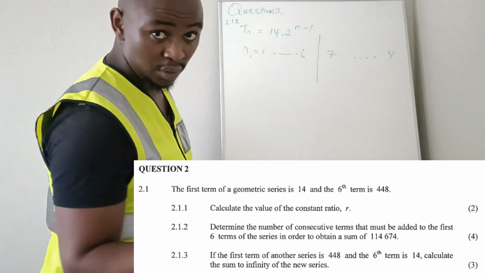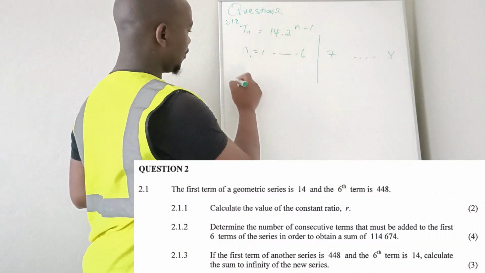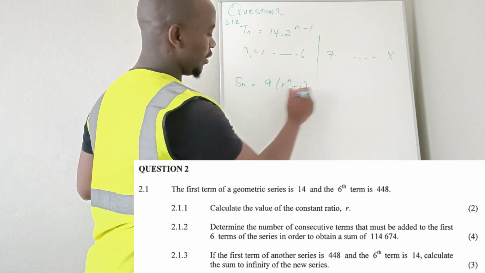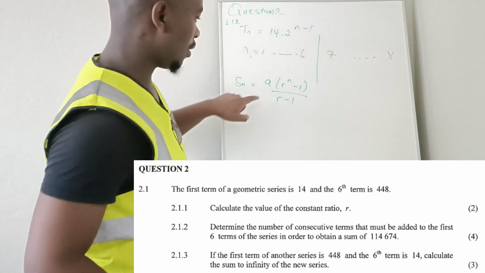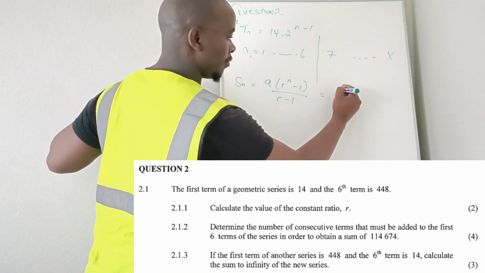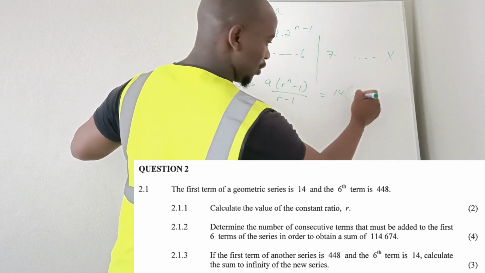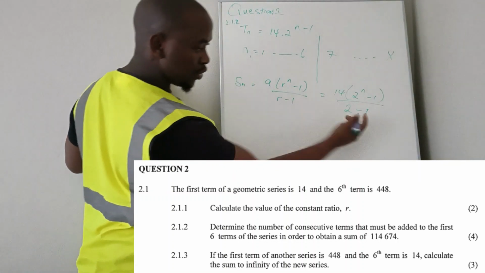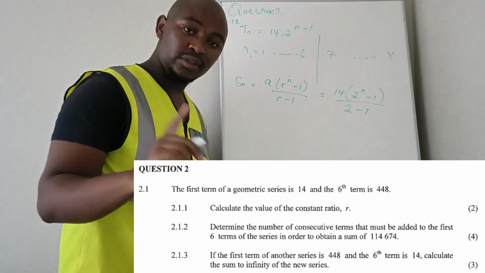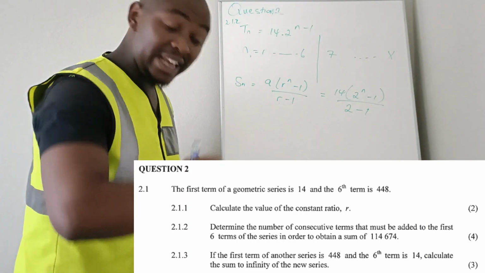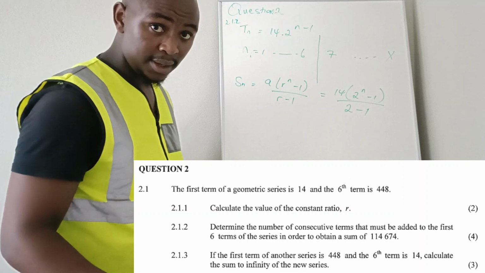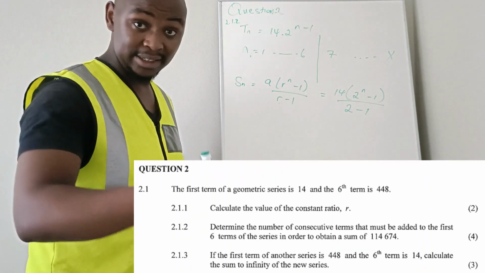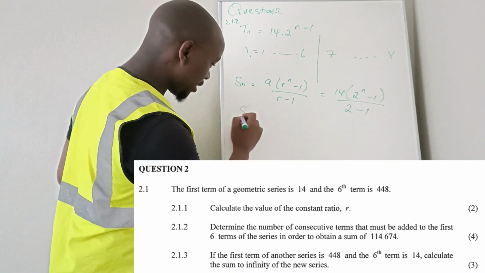So what is the equation of the sum for a geometric series? Sn is equal to a(r^n minus 1) over (r minus 1), whereby a is our first value, r is the ratio, and here we have 2 minus 1, so the ratio 2 minus 1. So they are saying that for n number of terms, if we sum the values that are in there, we can get 114,674.